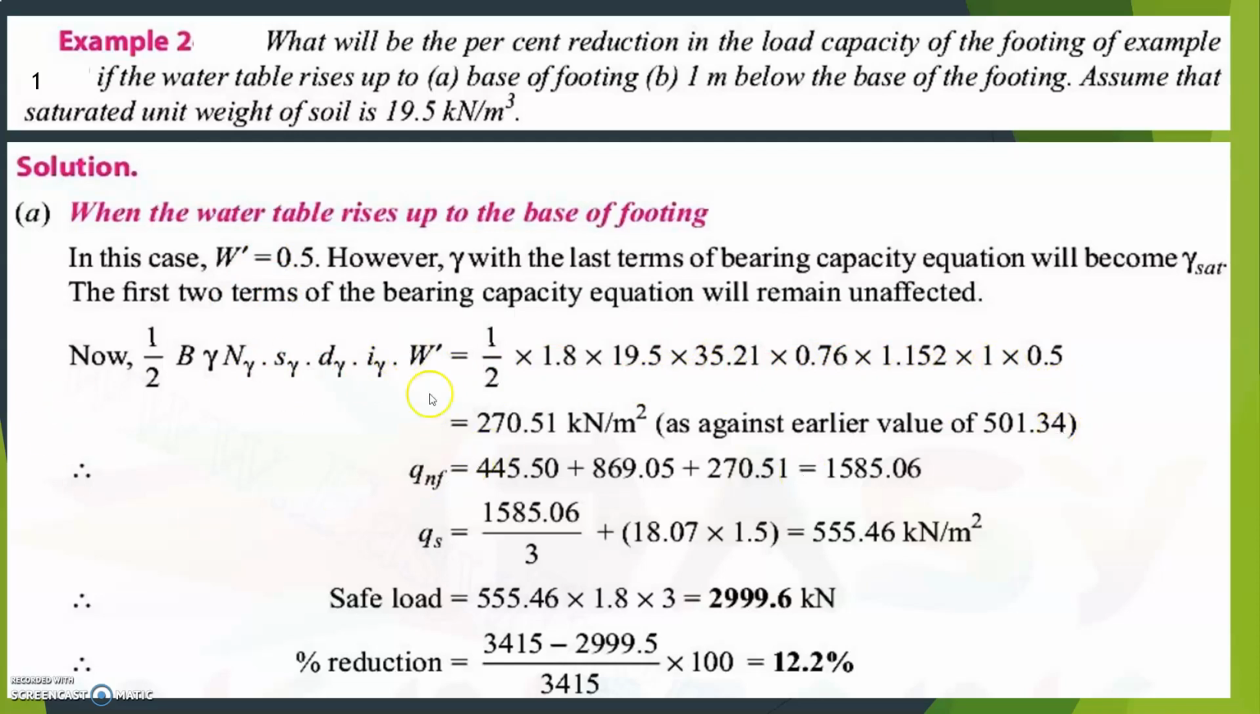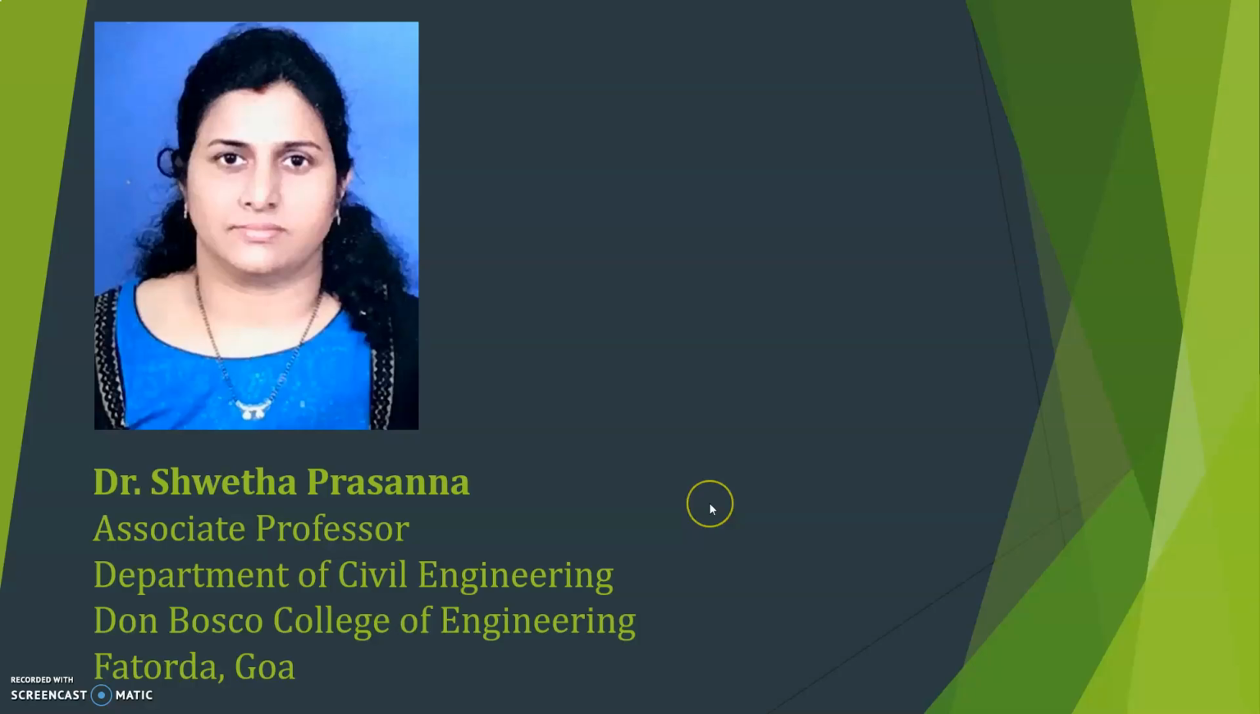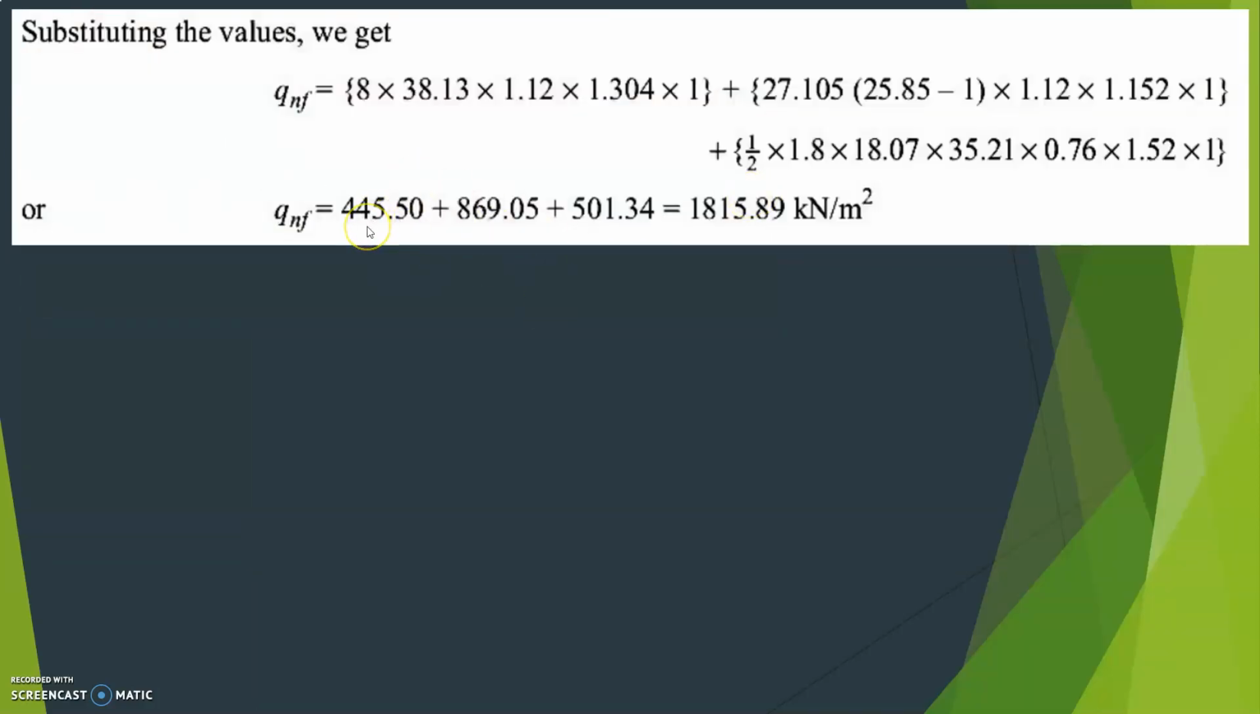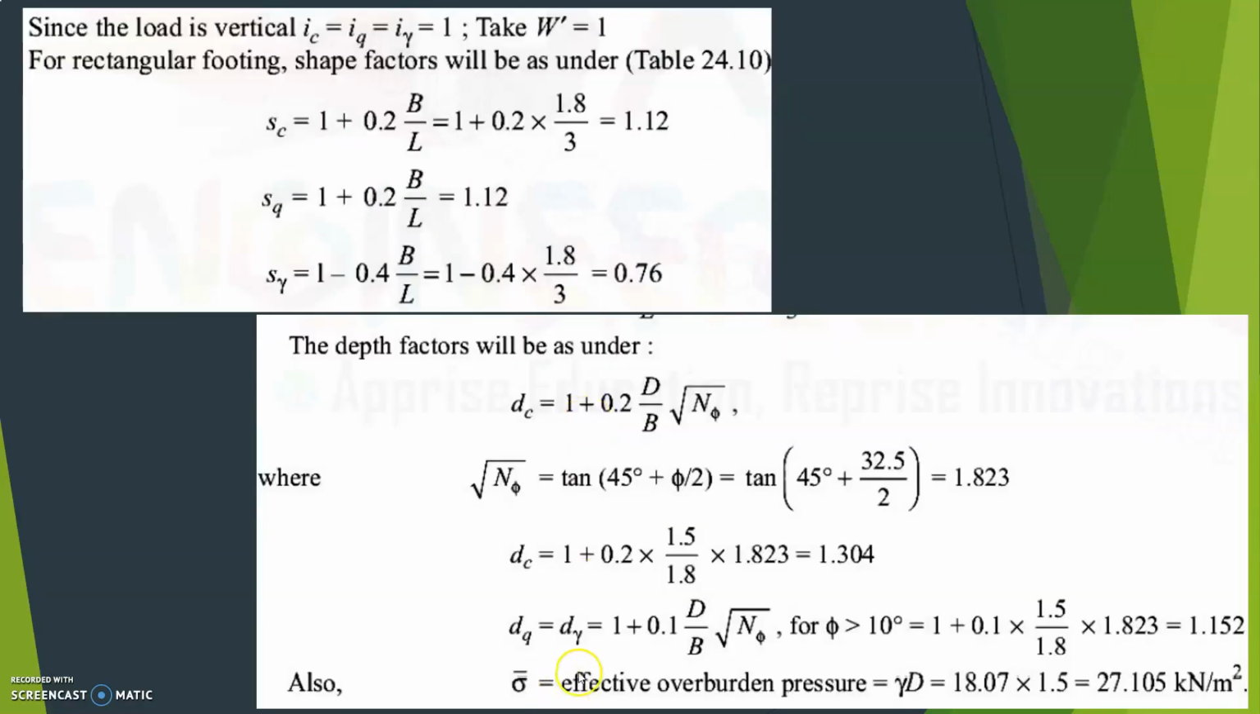Okay, so we will calculate, and we get this answer, 270.51 kilonewton per meter square. In the previous answer, it was 501.34. Now, you have to calculate the net ultimate bearing capacity. So that is the combination of all three terms, right? The first two terms' values remain the same. There is no change, meaning you can use this value. We have used this formula. So 445, this is the formula, right?